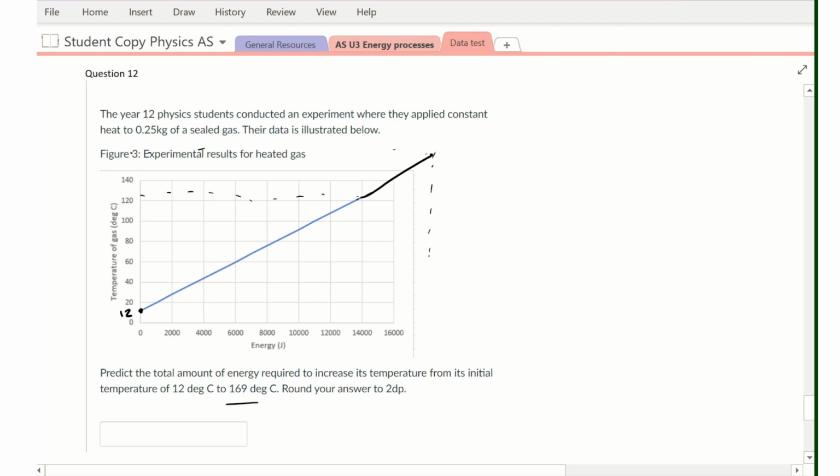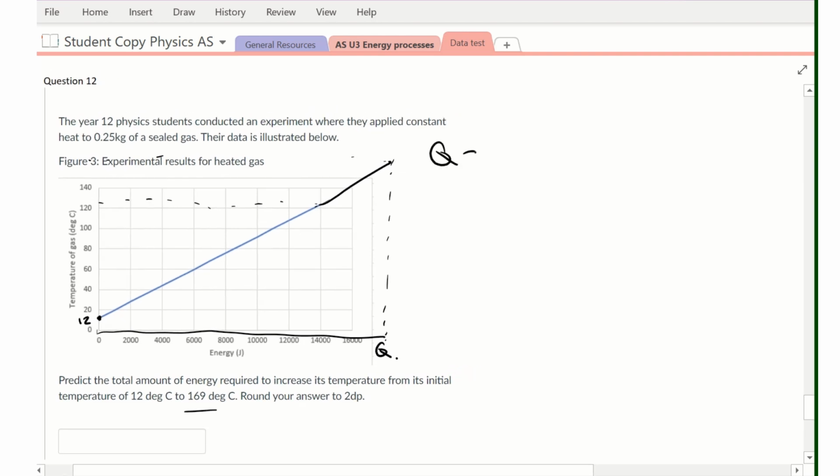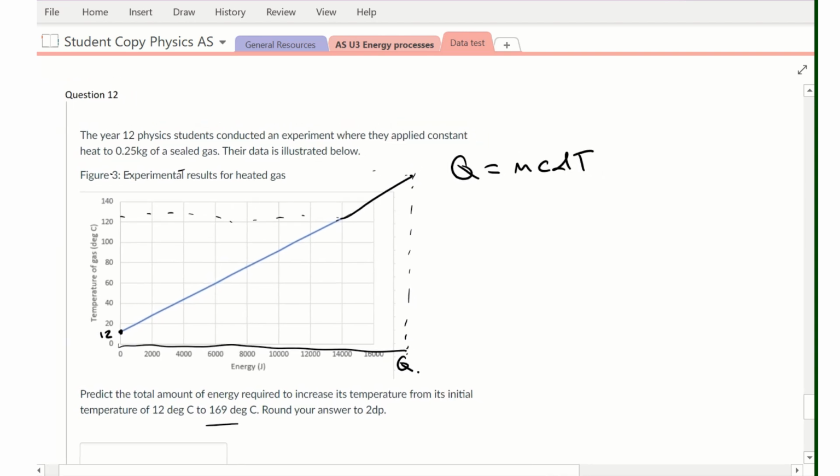So we want to know what is the total amount of energy. Predict the total amount of energy, all the way across. What is Q? Okay, well, if we're doing total amount of energy, you're probably thinking to yourself, Q is equal to mc delta T. And that's a great thought to have. Love that thought.